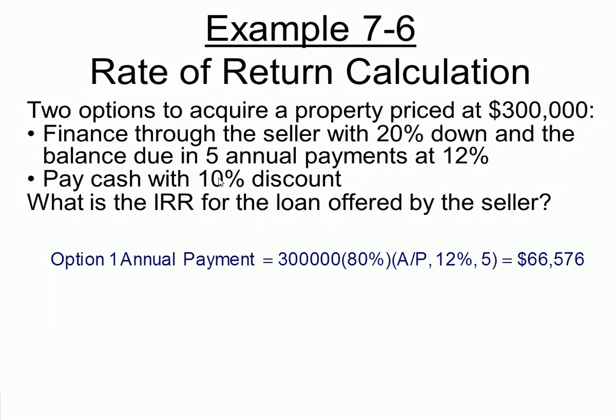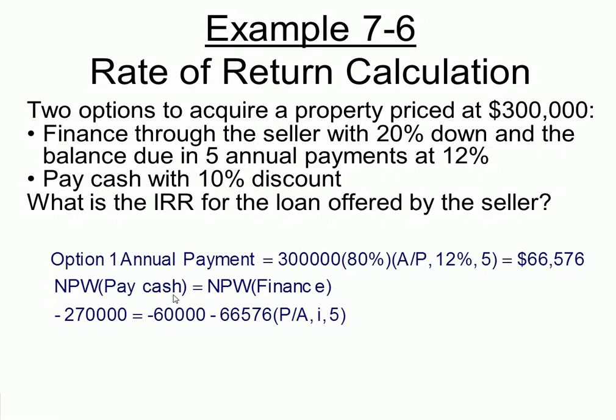For the second option, we are also going to find the annual payment. And then to find the internal rate of return, we set the equivalence relation: net present worth of paying cash versus net present worth of financing. So paying cash was with a 10% discount.